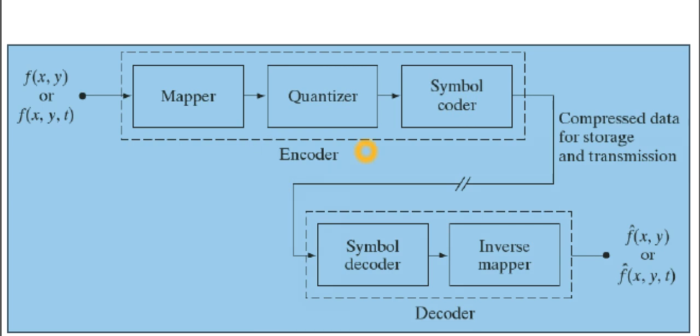Then as the encoder is there, we need a decoder. So symbol decoder, inverse mapper. Then this is the compressed image, that is f'(x,y) or f'(x,y,t). This diagram is very important. If a question comes like describe an image compression model, then you need to draw this. So very simple: f(x,y), mapper, quantizer, symbol coder, that is the encoder portion, then compressed data for storage and information. So we need a decoder: the symbol decoder, inverse mapper, and that is our compressed version of the image.